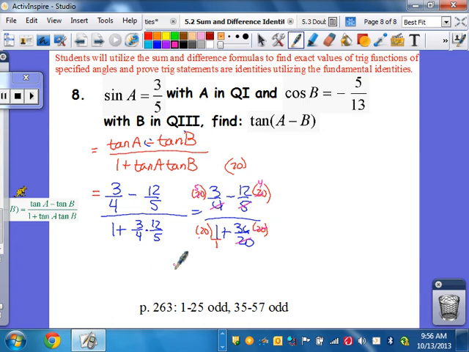Okay, now when I rewrite this, I have 5 times 3 is 15, minus 12 times 4. What is that, 48? Over 20 plus 36. Okay, and then you just got to add and subtract on top and bottom, and you're done. So 15 minus 48 is negative 33. 20 plus 36 ends up being 56. All right, that's by far the most difficult problem just because of the simplifying.